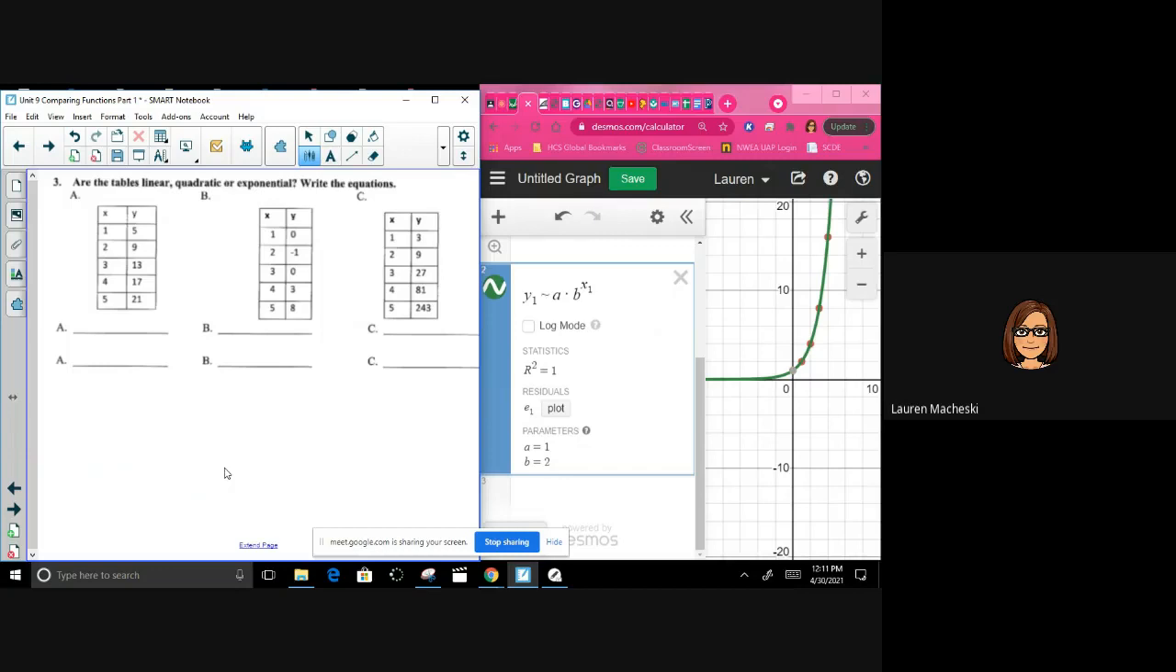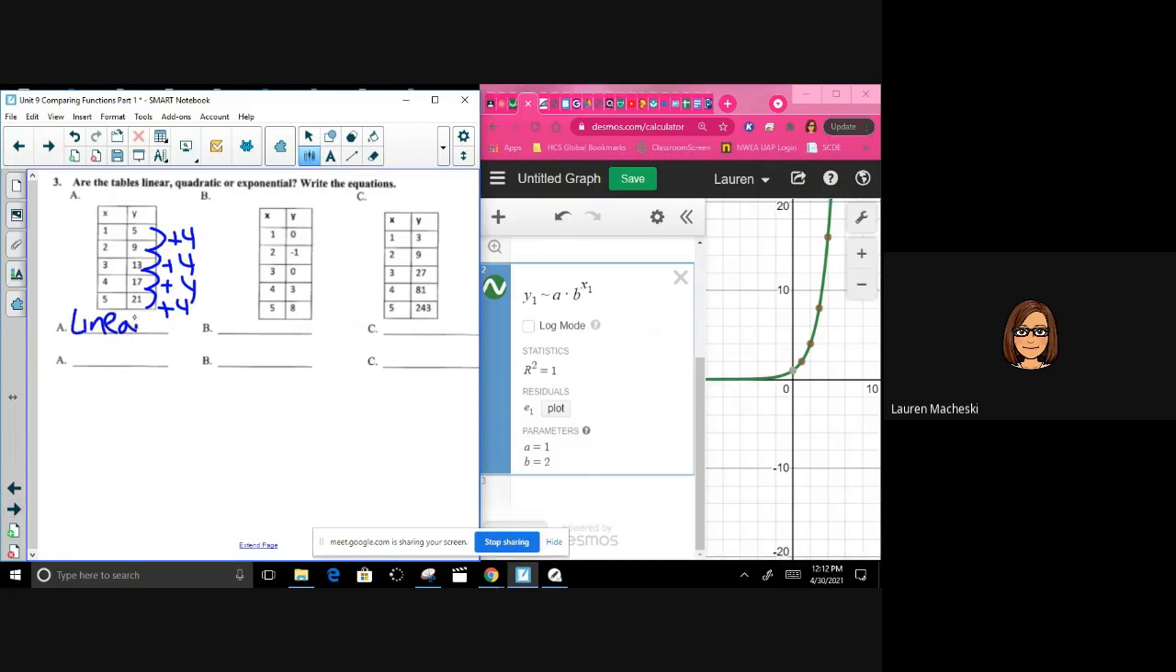What's going on in the first one? The easiest thing to check is your y's. Are they multiplying by the same thing every time when they go from one to the next? Clearly not, so it's not exponential. So then I'm checking my differences. What am I doing from 5 to 9? Isn't it 4 again, and 4 again, and 4 again? When your first difference is the same, what type of function is it? Linear, very good.